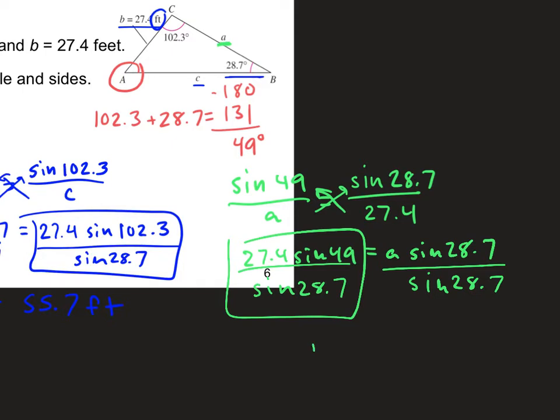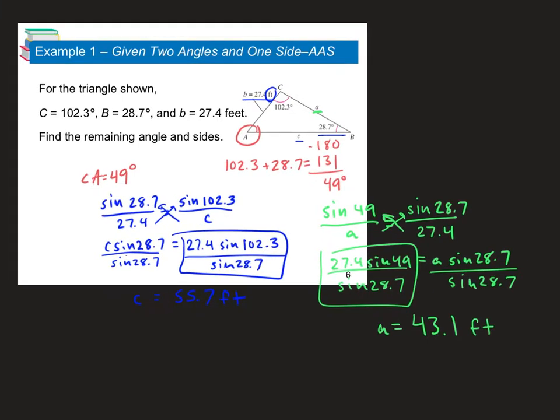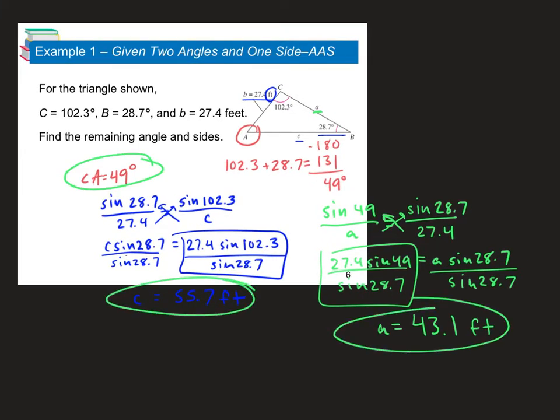So A is equal to 43.1 what? Feet. So we got angle A, side C, and side A. All the missing parts.